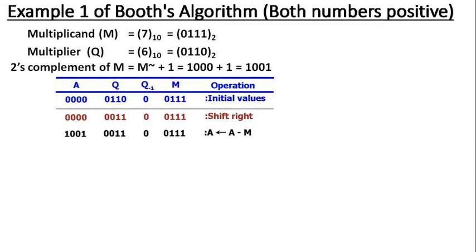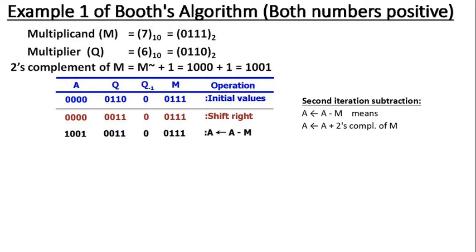Now how does this operation take place here? On the right side portion of this screen, I will use it as a scratch pad and explain how this subtraction is performed. Concentrate. Here, in this second iteration subtraction, A minus M is copied to A. It means that A plus 2's complement of M.